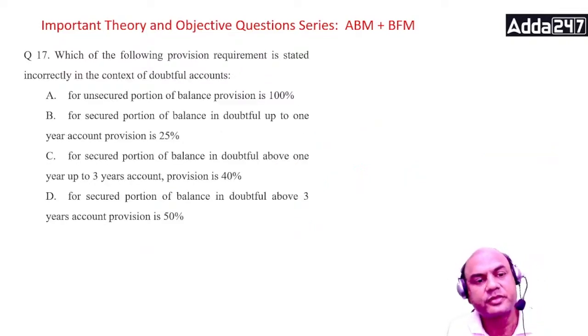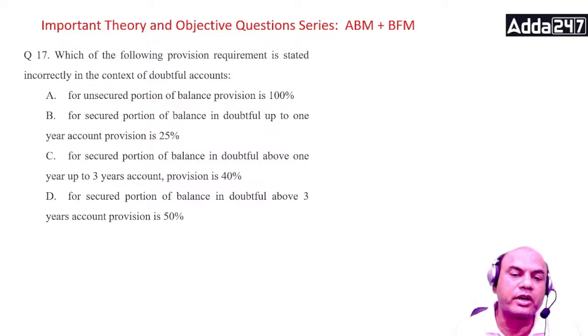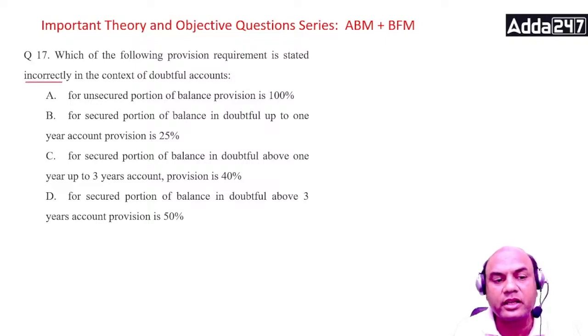Okay. Next one. Which of the following provision requirements is stated incorrectly in the context of doubtful accounts? Doubtful means these are NPAs, NPA level number 2: substandard, doubtful 1, doubtful 2, and then loss. So which of the following requirements is stated incorrectly? For the unsecured portion of the balance, provision is 100%. For the secured portion of the balance in doubtful up to 1 year, provision is 25%.